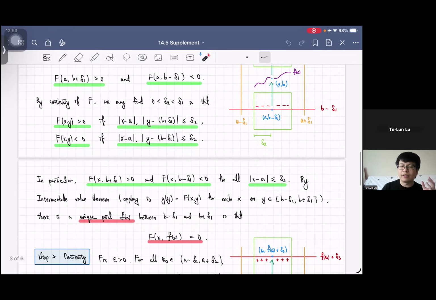Okay, so now that we have that little f, we can start to analyze the continuity and differentiability of that function.